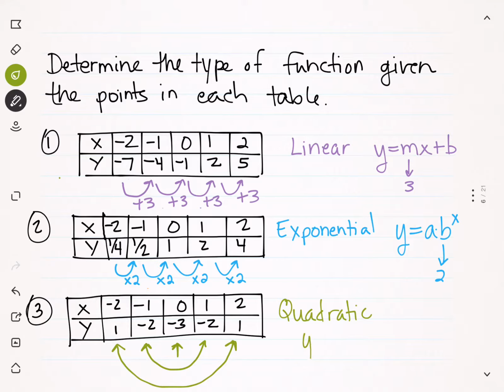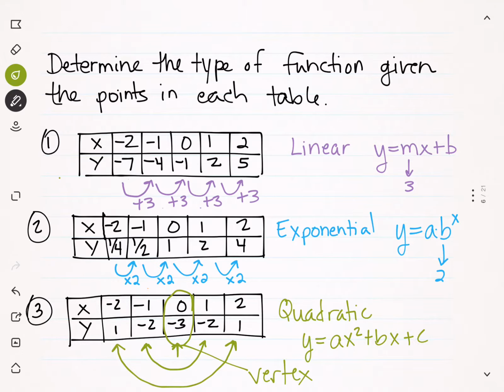So it's going to be our y equals ax squared plus bx plus c. And in fact, this middle point right here, that is going to be our vertex. That's going to be our vertex, okay? Because remember, the axis of symmetry goes through the vertex in a parabola.